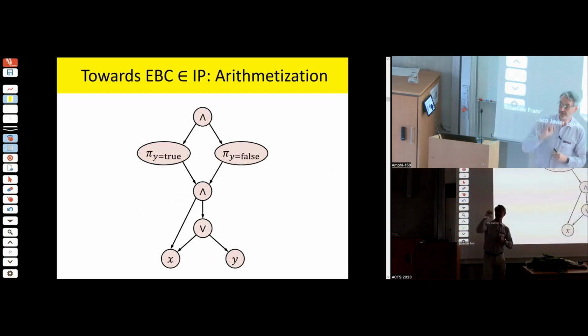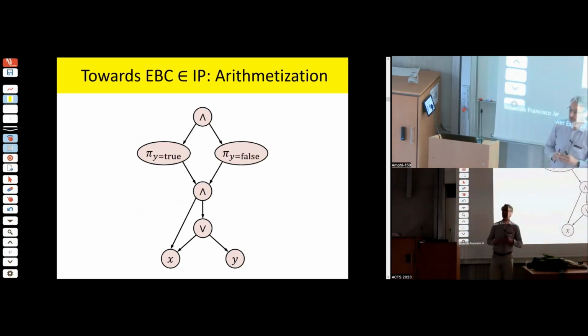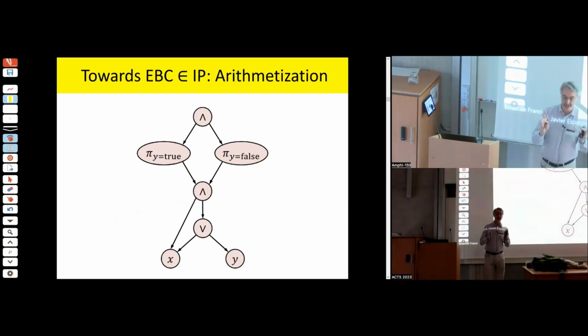So now, which is the first step in Shamir's proof? And this is actually probably the key idea.